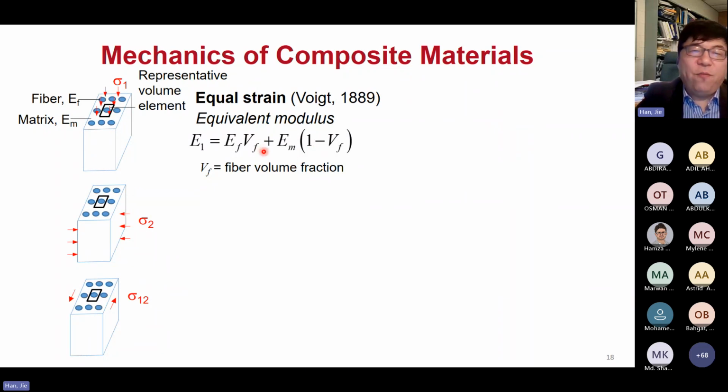The VF, fiber volume fraction, is basically the replacement ratio. Everybody uses it, and it works pretty well. However, not too many people pay attention to lateral load, shear force. But there's another theory, proposed in 1929, the equal stress condition.